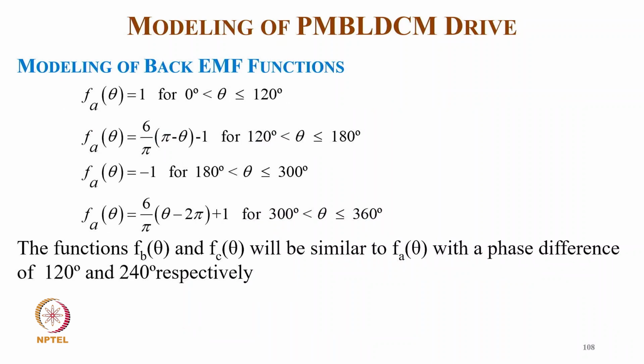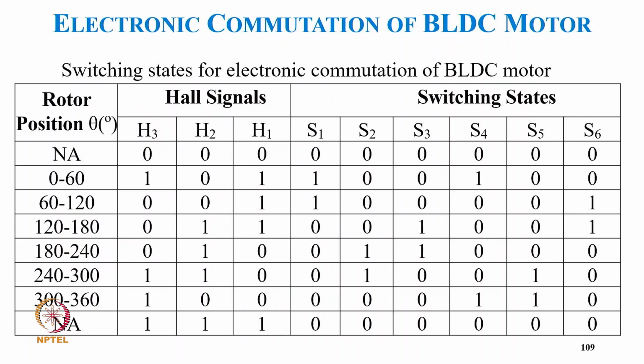Now the back EMF function of unity plus minus 1 is: F(theta) equal to 1 when your theta varies from 0 to 120 degrees; F(theta) equal to 6/pi times (pi minus theta) minus 1 for 120 to 180 degrees; F(theta) equal to minus 1 for 180 to 300 degrees; and F(theta) equal to 6/pi times (theta minus 2 pi) plus 1 for 300 to 360. So this gives the modeling of the trapezoidal back EMF with amplitude unity, but we multiply by the magnet constant to give the actual back EMF. The functions FB(theta) and FC(theta) will be similar to F(theta) with phase differences of 120 and 240 degrees respectively. And this is the switching state for electronics computation of BLDC.